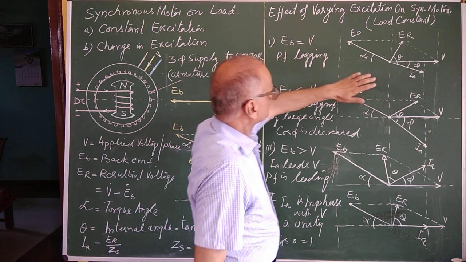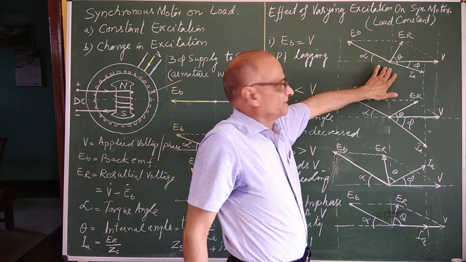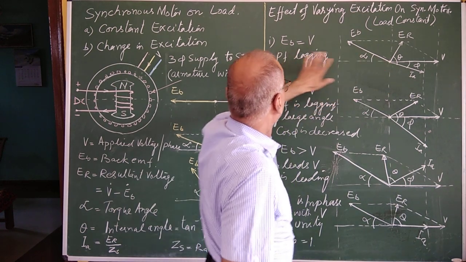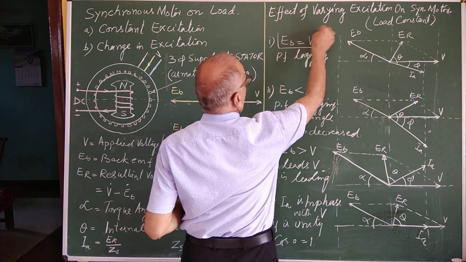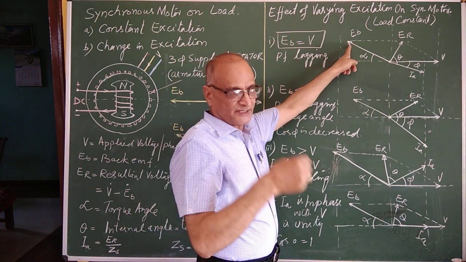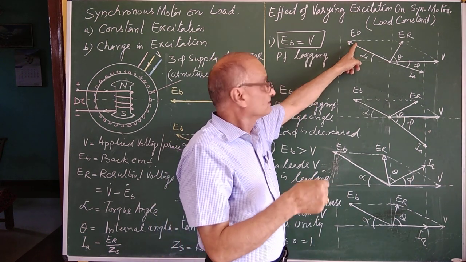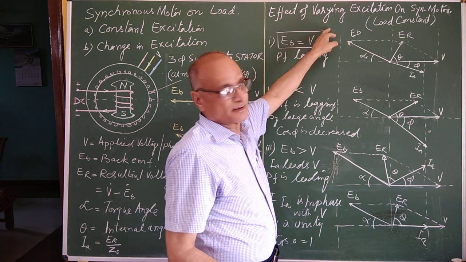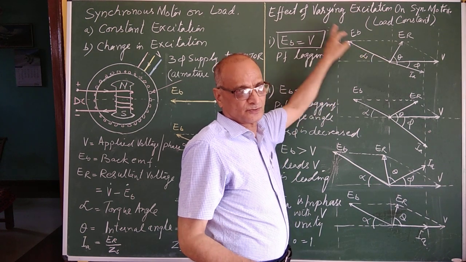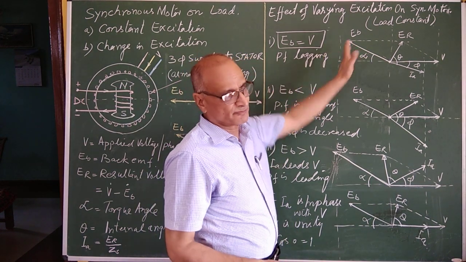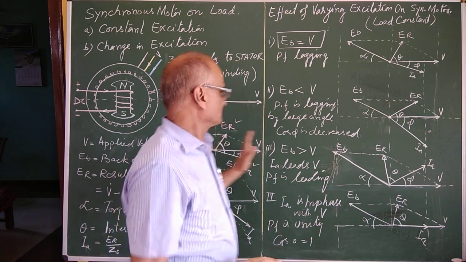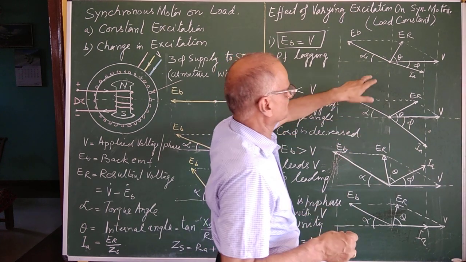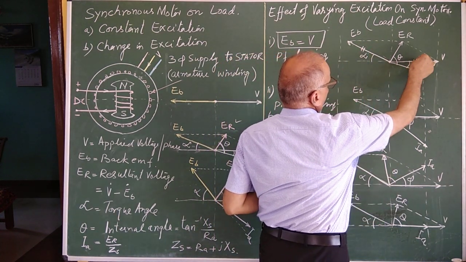So first, this is a case when motor is running at a constant load and EB is approximately equal to V. Because with the excitation, EB changes. When excitation is more, EB is increased. When excitation is less, EB is less. So EB is changing with excitation because back EMF depends upon the flux, and flux depends upon the excitation current. So in this case, I have fixed the excitation such that EB is equal to V.